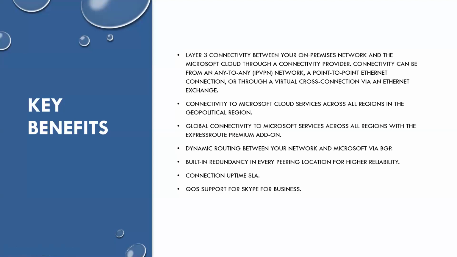What are the key benefits? Layer 3 connectivity between your on-premises network and the Microsoft Cloud through a connectivity provider. Connectivity can be from an any-to-any network, a point-to-point Ethernet connection, or through a virtual cross connection via an Ethernet exchange.